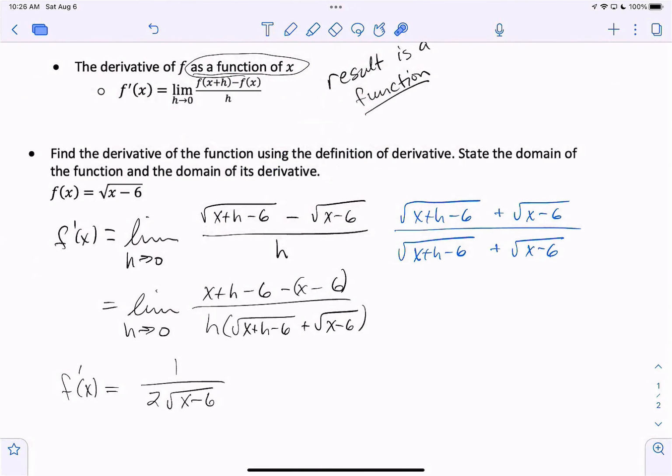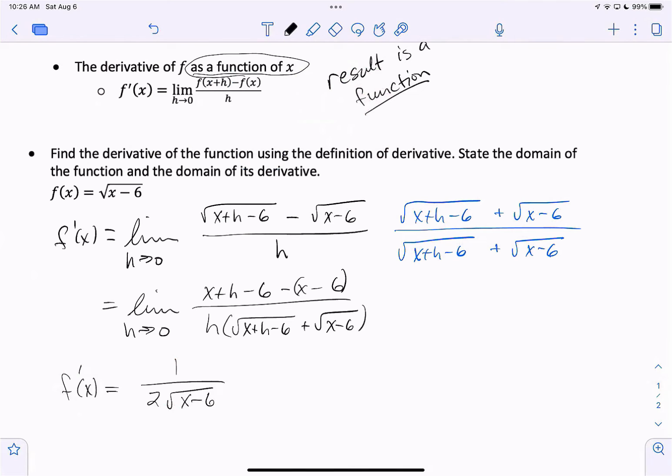Hopefully you got that f prime of x is equal to 1 over 2 times the square root of x minus 6. As you can see, it's a function of x. For any allowable input value that I put in place of x, this will give me the slope of a tangent line. But as it sits right now, it's just a function of x, and it's the derivative of f.